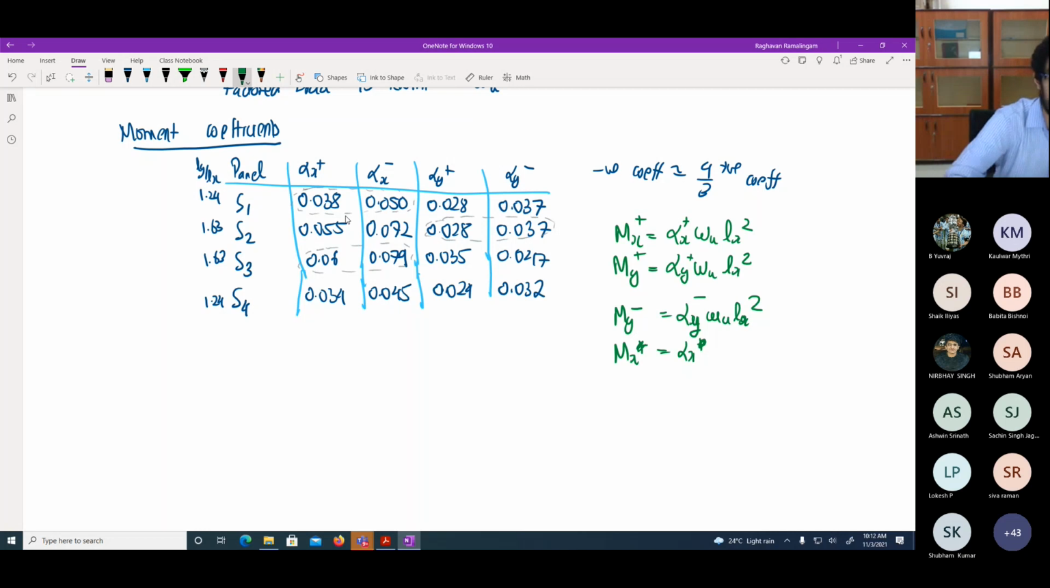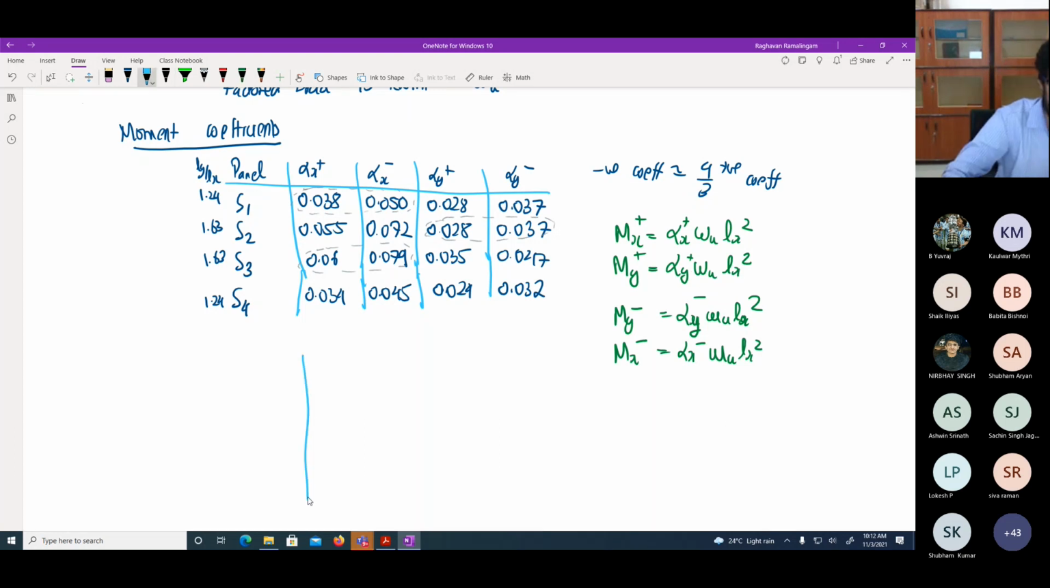I'm looking at negative now. Sorry, I'm just confusing you a bit. Mx negative equals alpha x negative wu lx square. Lx square alone will be the same whether it is Mx or My. It will not change to ly. Okay, so please remember that.